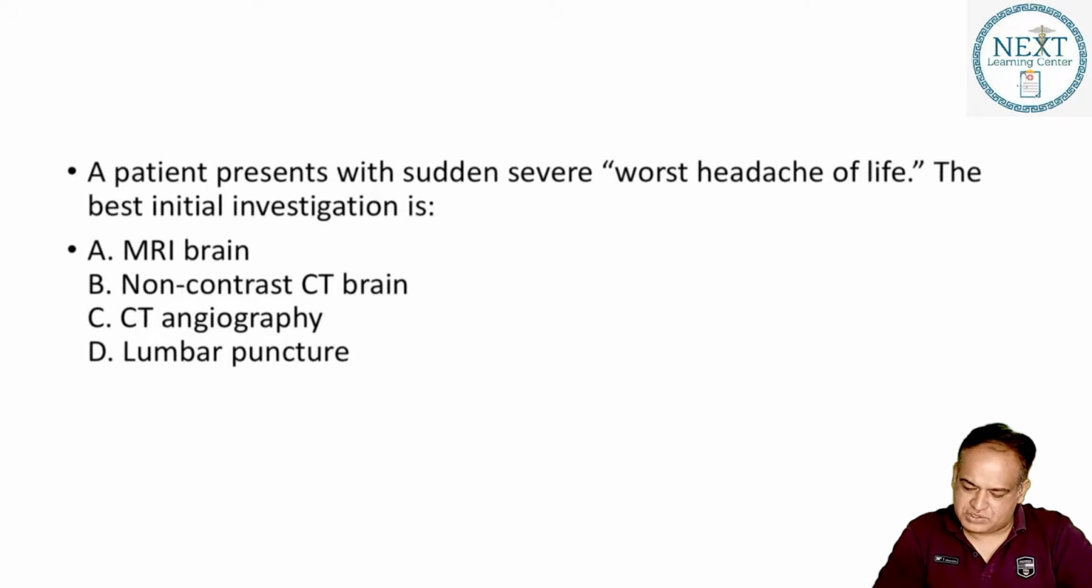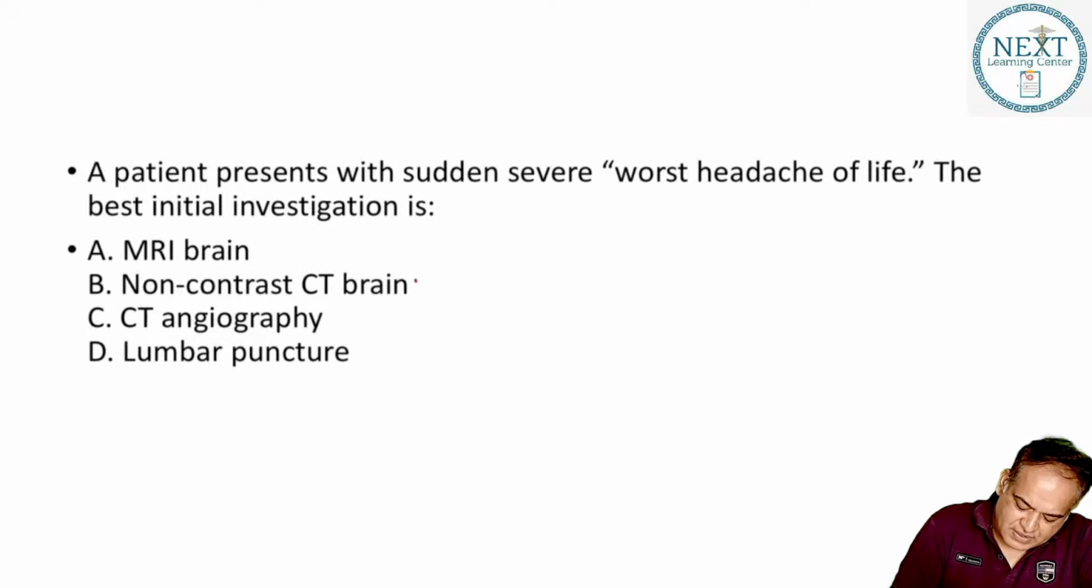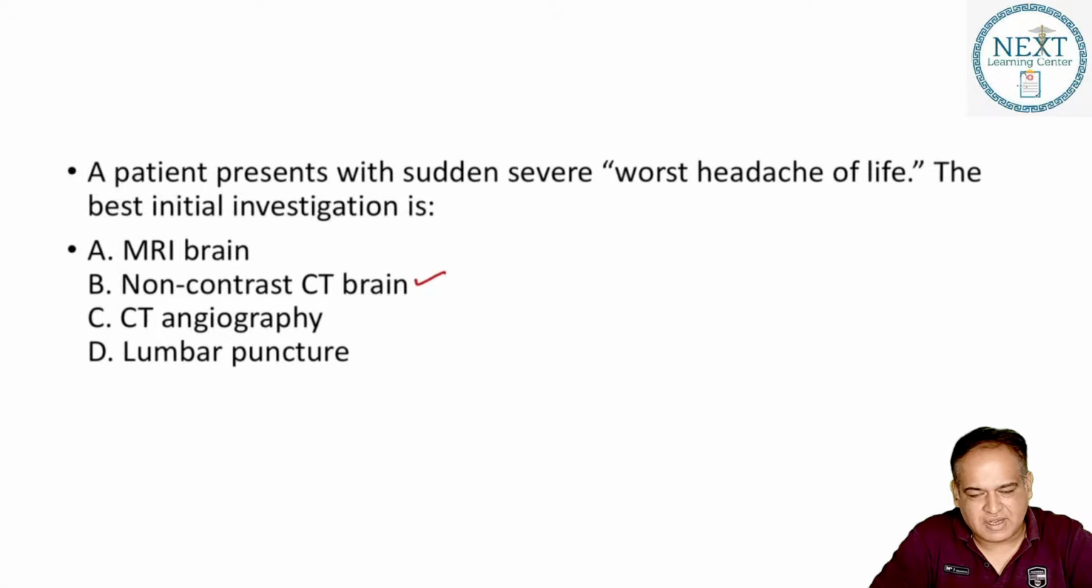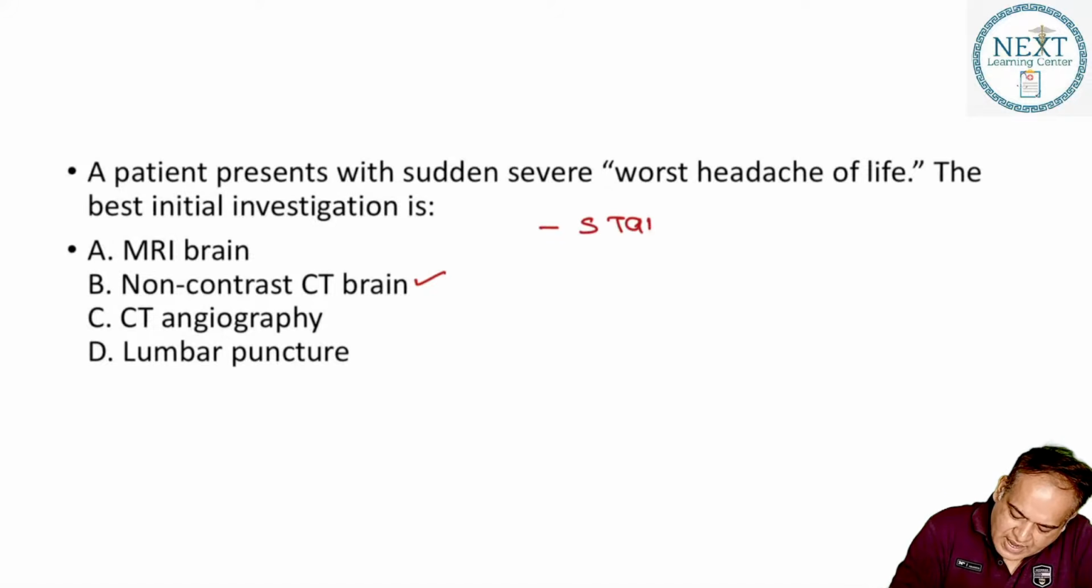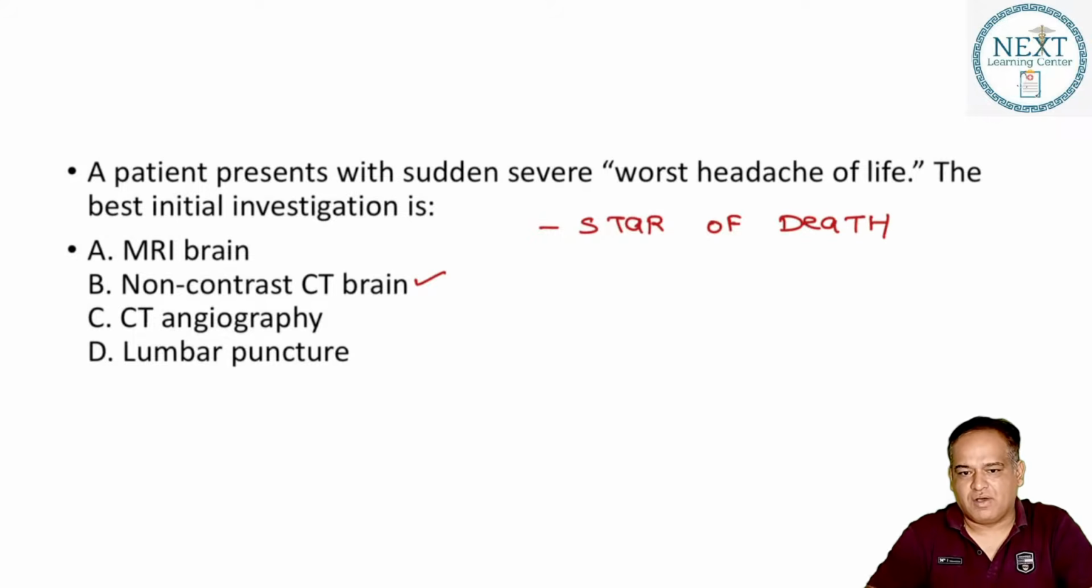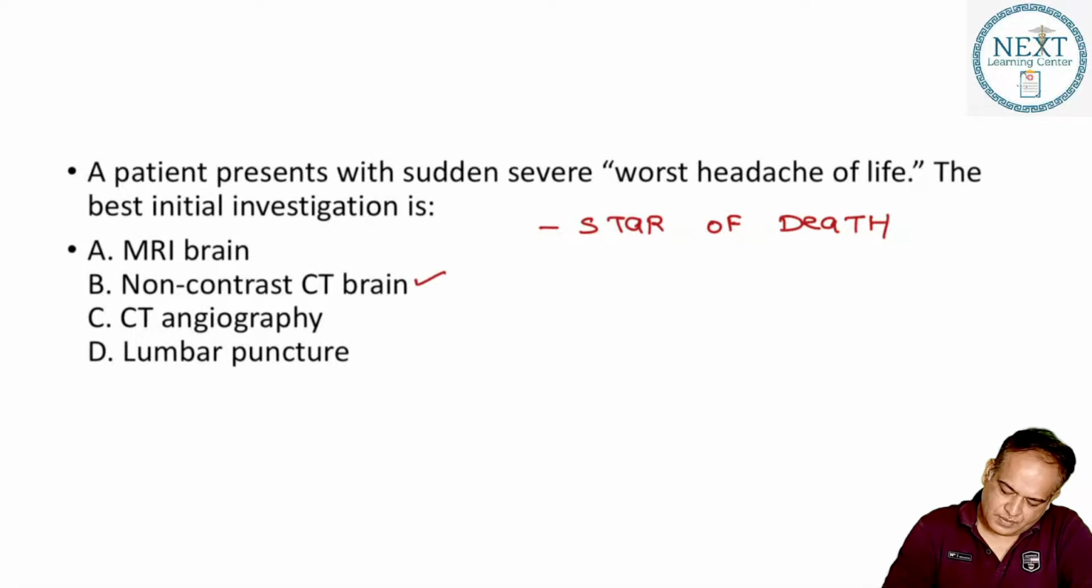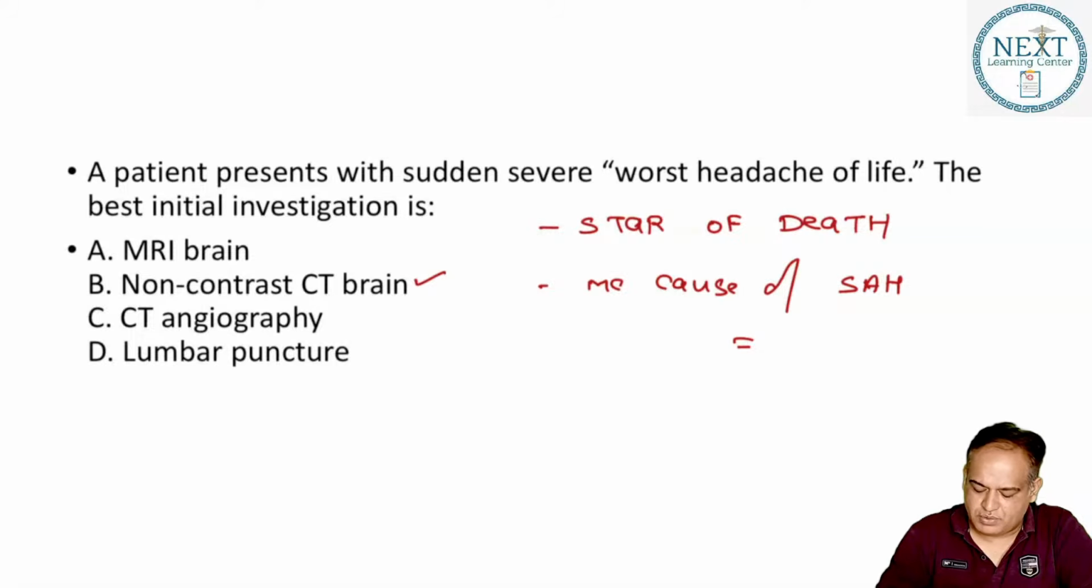Sudden severe worst headache of life. The best initial investigation is non-contrast CT. So initial investigation for any brain pathology, any brain accident, any brain emergency is non-contrast CT scan. What do we get to see? We can see something called the star of death. Right? Now, they ask you what is the most common cause of subarachnoid hemorrhage? Most common cause of subarachnoid hemorrhage is trauma.